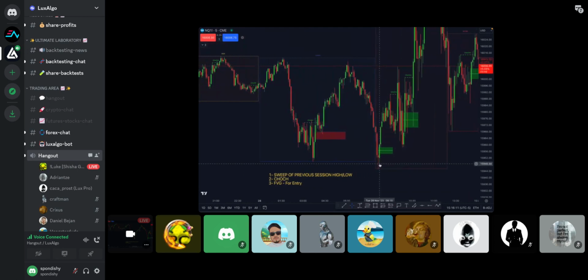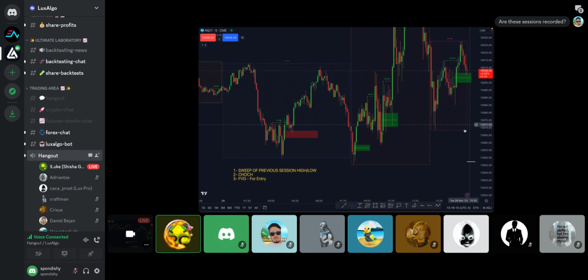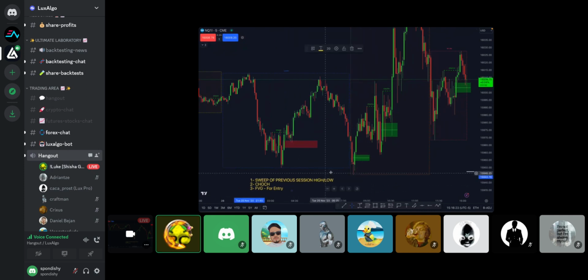But just sticking to that strategy. Now here is where I want everybody to focus, because this is where most of the knowledge is, and it's where you're supposed to take notes. So step one, we just swept previous session low. Nice. Now we're looking for long. Step two, Chosh. We have to wait for Chosh.